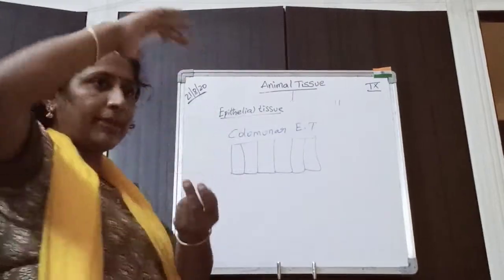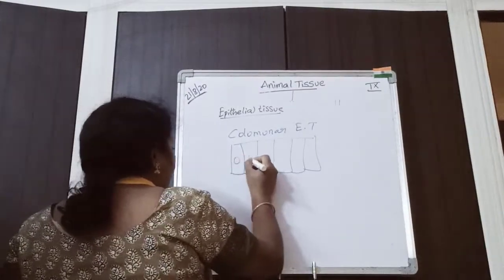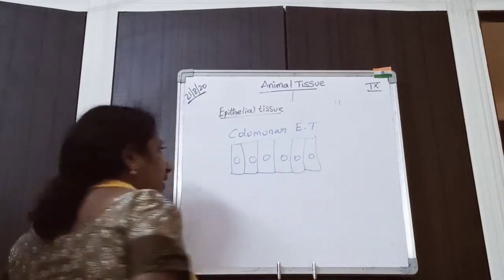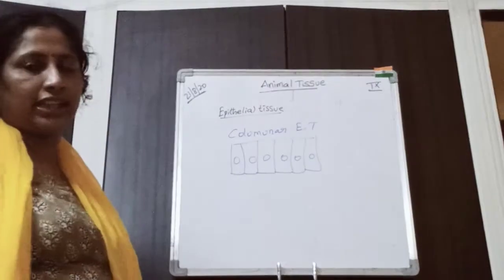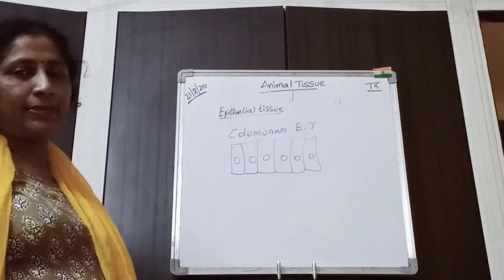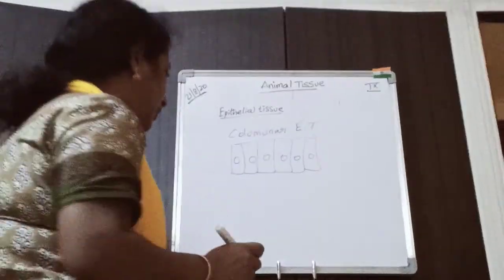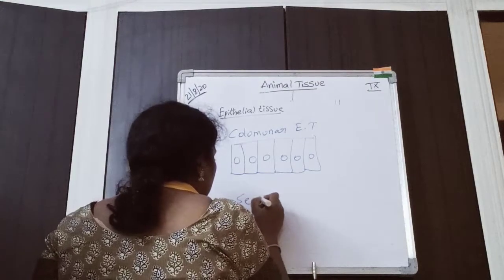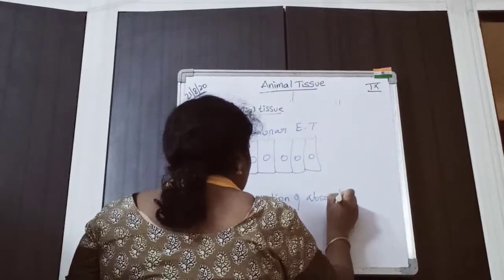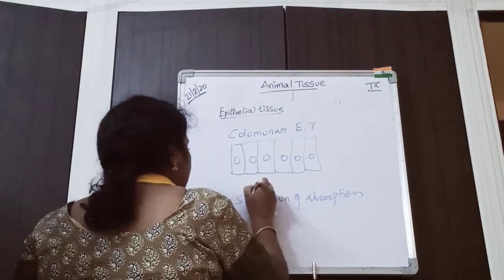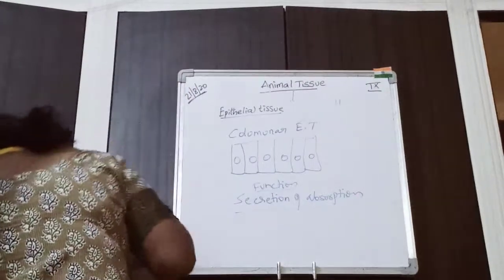Like a column, that's why the name columnar epithelial cell, and they have a prominent nucleus. They appear as pillars or columns with a prominent nucleus. So this is called columnar epithelial tissue. The main function of columnar epithelial tissue is secretion and absorption.